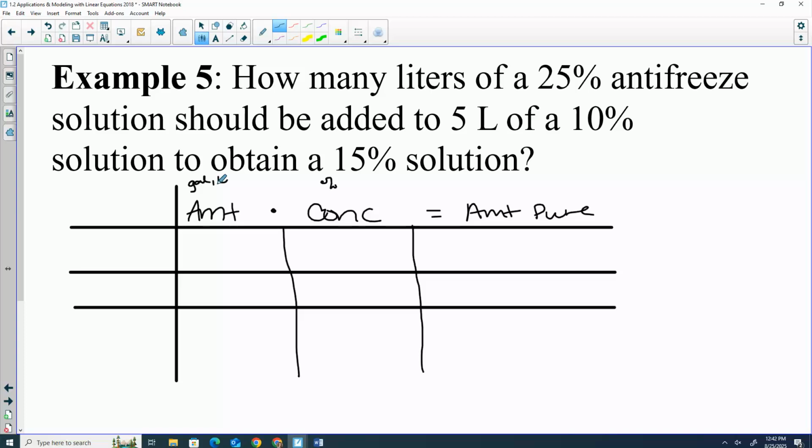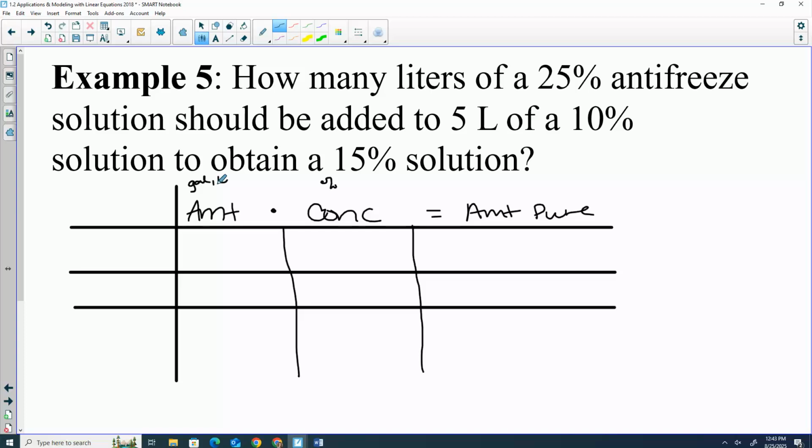So this time it says, how many liters of a 25% antifreeze solution should be added to 5 liters of a 10% solution to obtain a 15% solution? There are a whole lot of percents in there. If I just look at the percents, let's say you didn't even read it. We have 25, 10, and 15. Even without reading the question, you should be able to pick out which of those is the concentration of the final mixture. Do you know how?